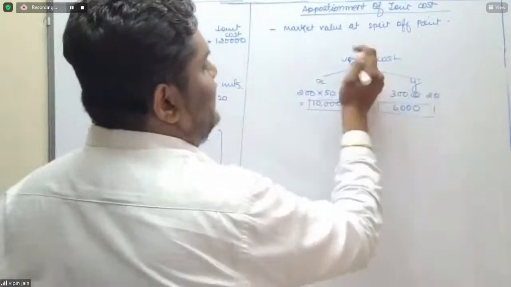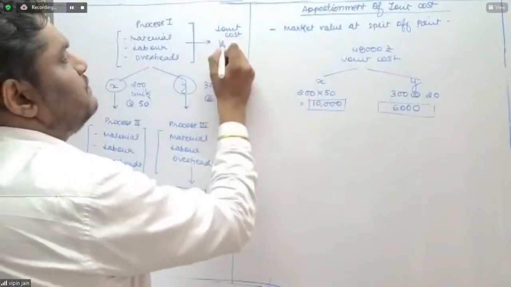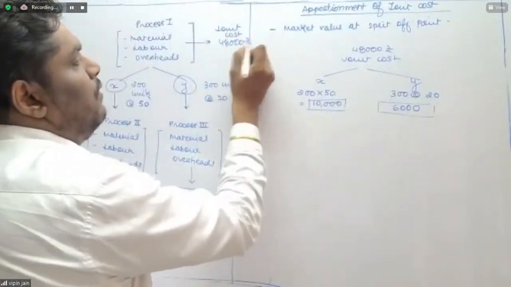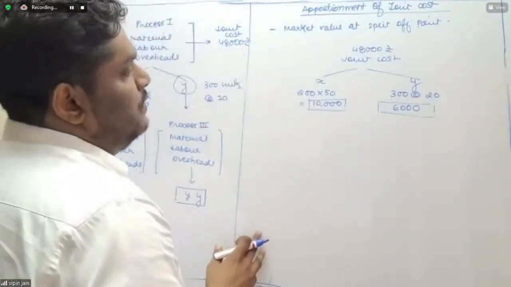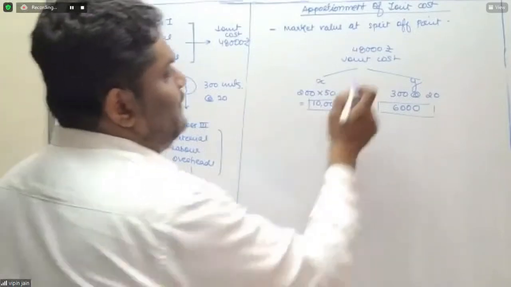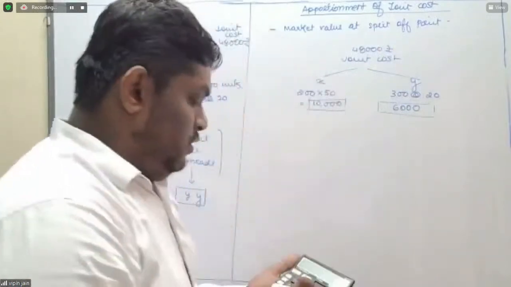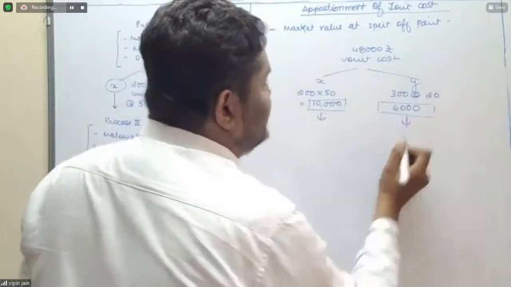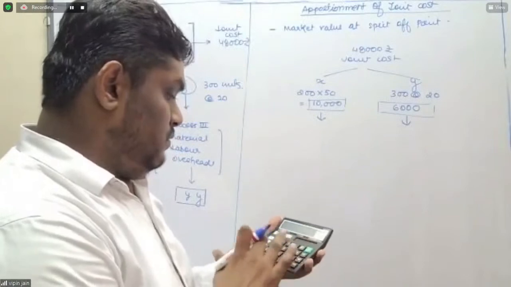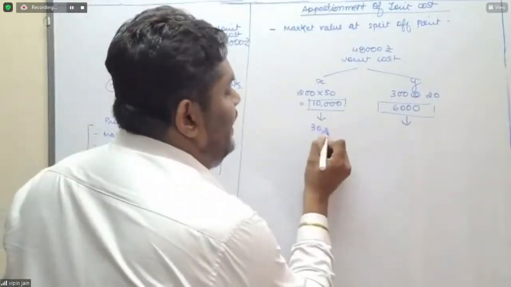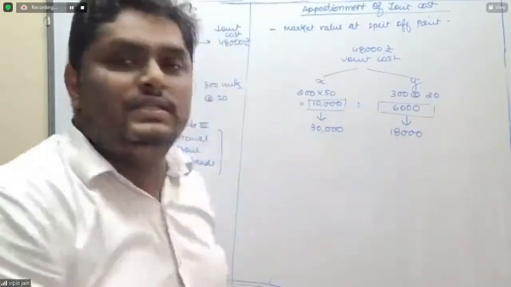Let's say the joint cost is 48,000, to avoid decimal figures. So we will apportion the joint cost of 48,000 in the ratio of 10,000:6,000. So the joint cost apportioned for X will be 30,000 and for Y it will be 18,000. We have apportioned in the ratio of 10,000:6,000.